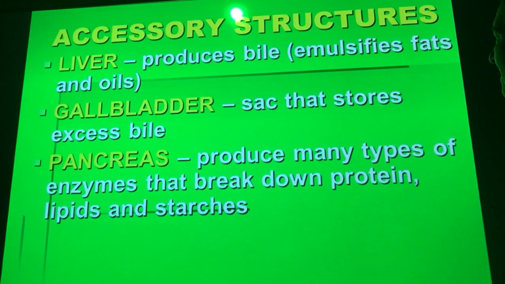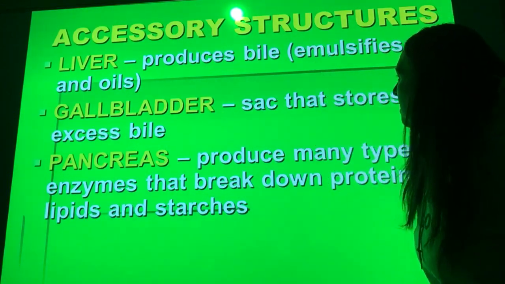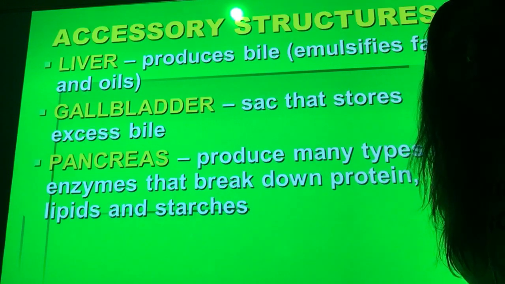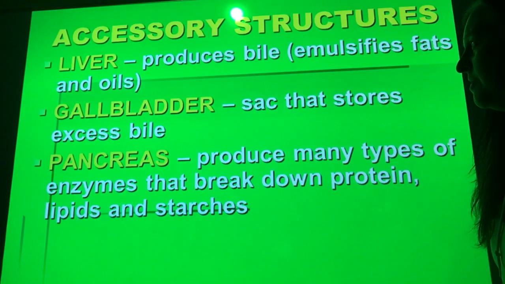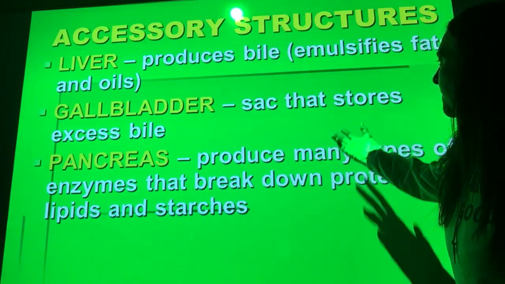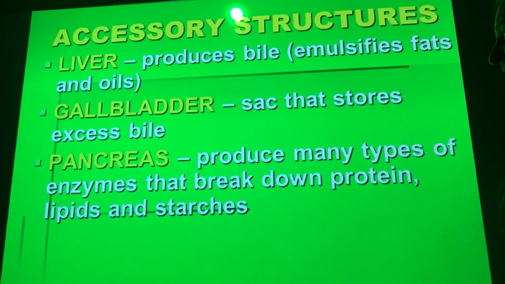The gallbladder, it's a sac that stores excess bile. And like I said, bile emulsifies fat and oils. Probably the only time you've heard about it is when someone has had gallbladder surgery. So sometimes people have problems with their gallbladder, and then they have to have it removed. Pancreas produces many types of enzymes that break down proteins, lipids, and starches.